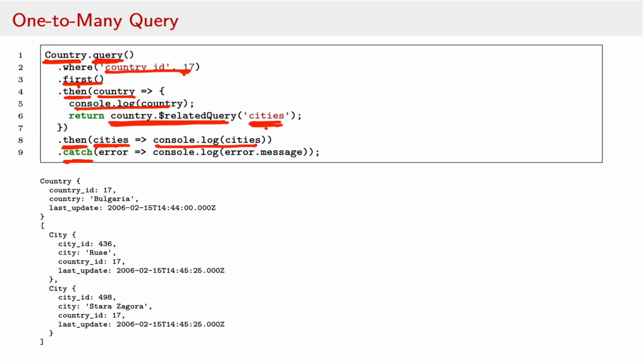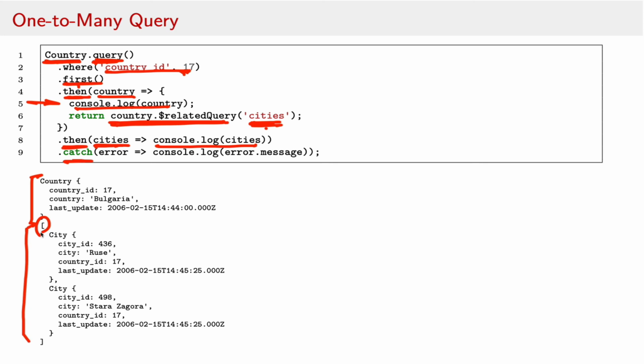Now the output from this first console.log is the country. We can see that country ID 17 is Bulgaria. And then the related query is going to give us back the cities that are related to Bulgaria. Again, because it's a one-to-many relationship, there's potentially more than one, so it's going to give us back an array of those cities. And that's what we see here in the next section of the output.